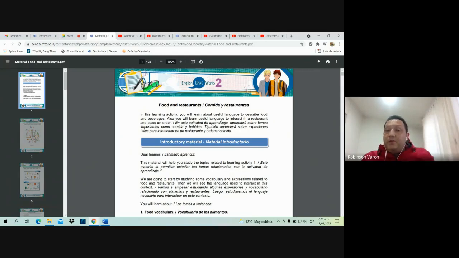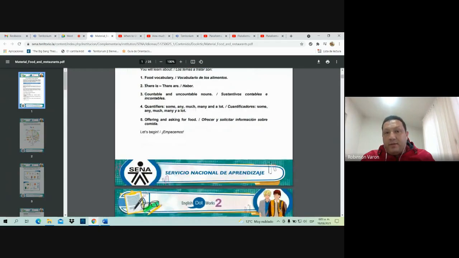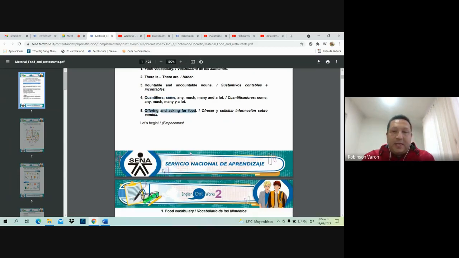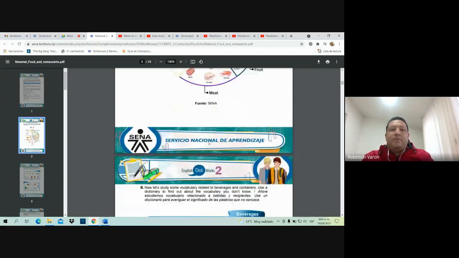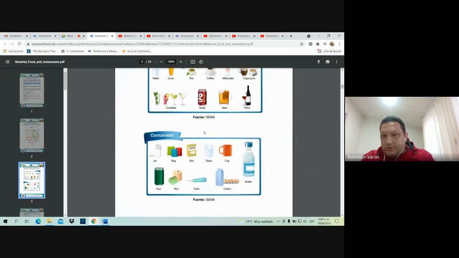And if we explore this quickly, it's about food and restaurants. It's about the use of there is and there are, countable and uncountable nouns, quantifiers, which is a very important topic today, and how to offer and ask for food in different food places. There are some examples, some clear pictures, some nouns, like some containers as well.